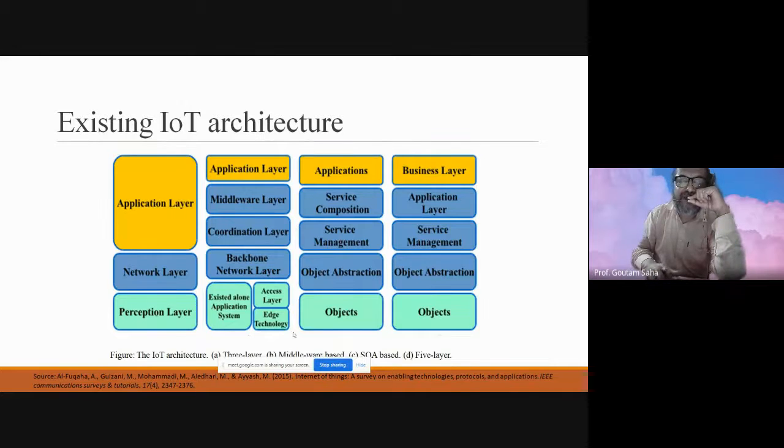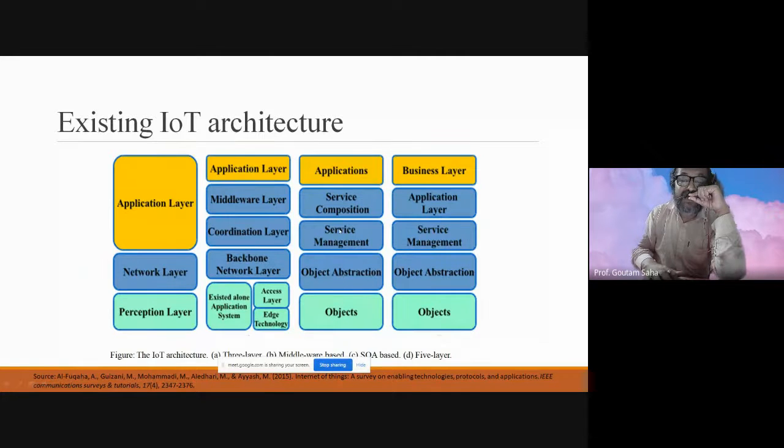I will say from here, objects. Objects means different sensors and all these things. Object abstractions means basically the physical computation of the object, that is, who are the sensors in one category, others in other categories, and like this. So these are the object abstractions from the objects.